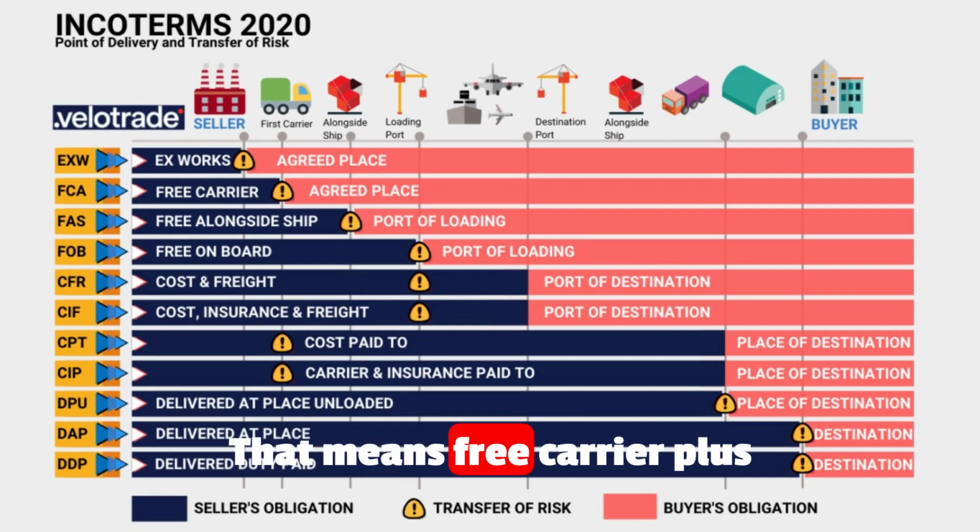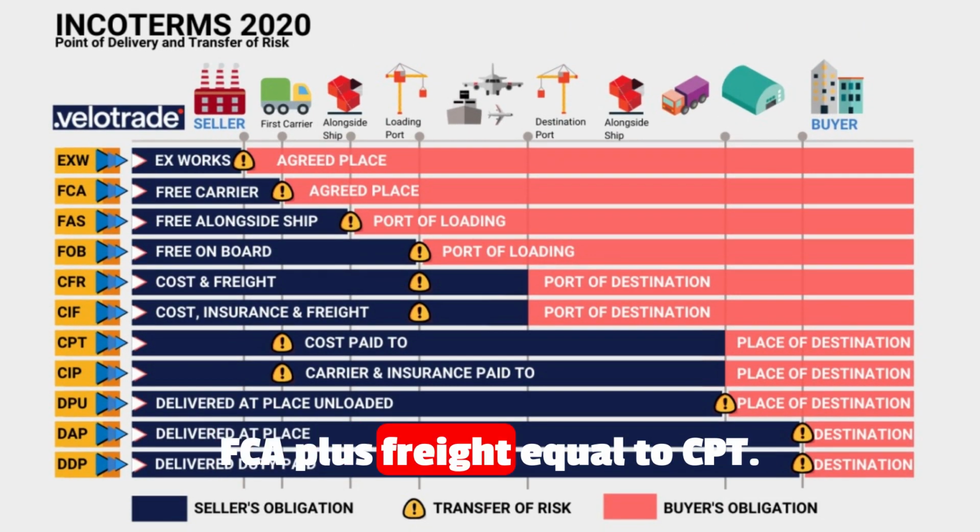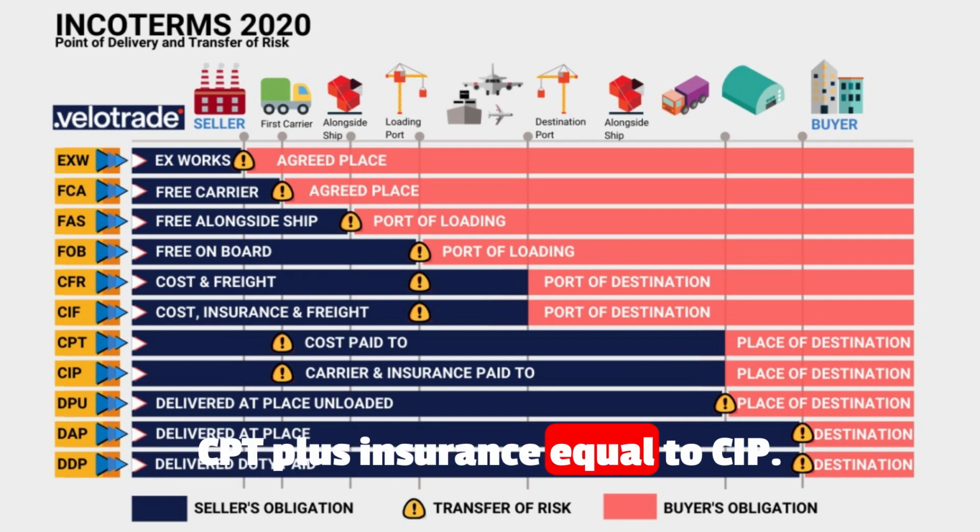That means free carrier plus transport to Ghana equals CPT. FCA plus freight equals CPT. CPT plus insurance equals CIP. Look at the next one.